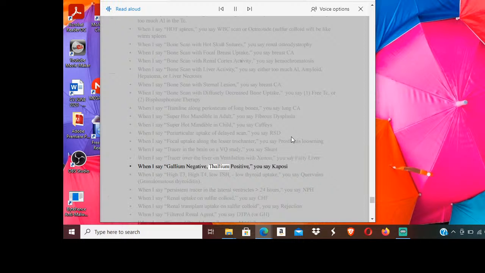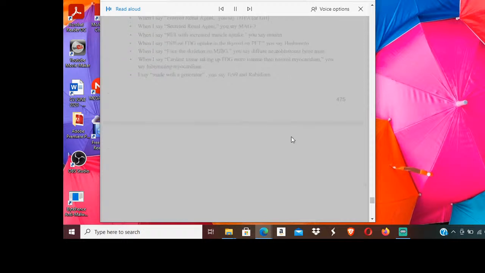When I say gallium negative, thallium positive, you say Kaposi. When I say high T3, high T4, low TSH, low thyroid uptake, you say granulomatous thyroiditis. When I say persistent tracer in the lateral ventricles at 24 hours, you say NPH. When I say renal uptake on sulfur colloid, you say CHF. When I say renal transplant uptake on sulfur colloid, you say rejection. When I say filtered renal agent, you say DTPA or GH. When I say secreted renal agent, you say MAG3.